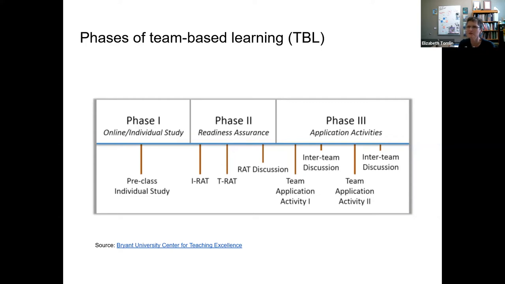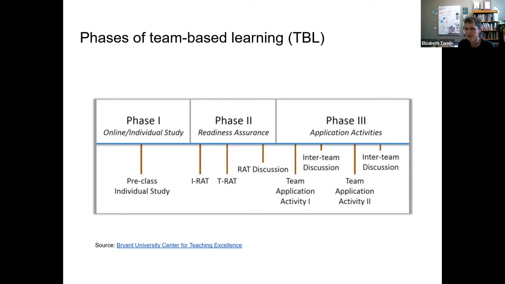That's a really key part, because when I did problem-based learning in groups initially, and it wasn't formalized, they did not come prepared. And that was a huge problem. Then the next phase is what's called the readiness assurance phase, and it starts with a readiness assurance test.